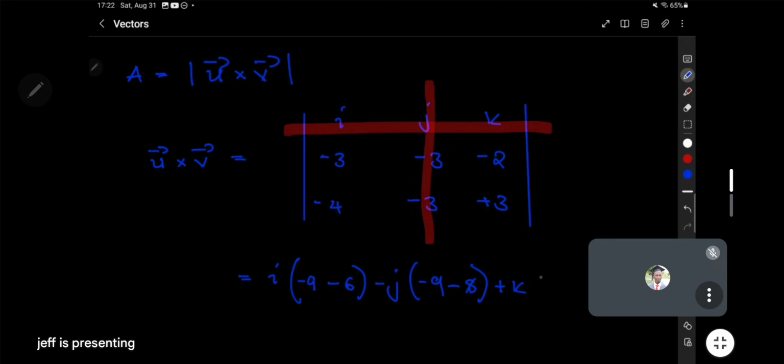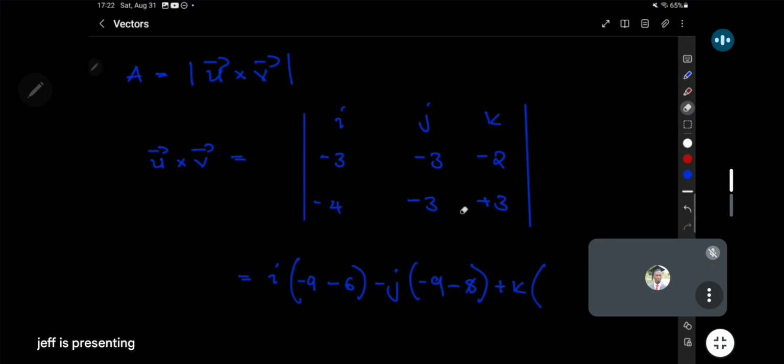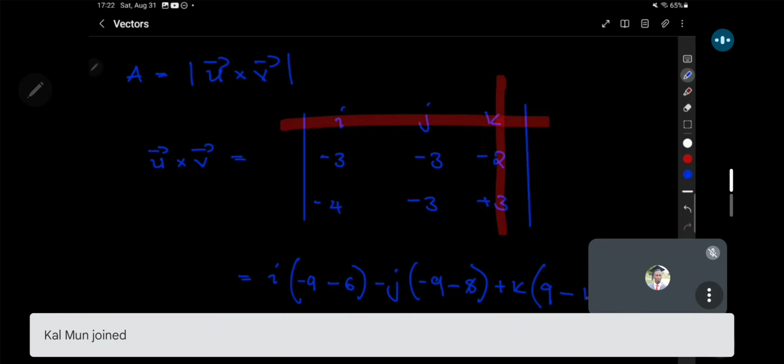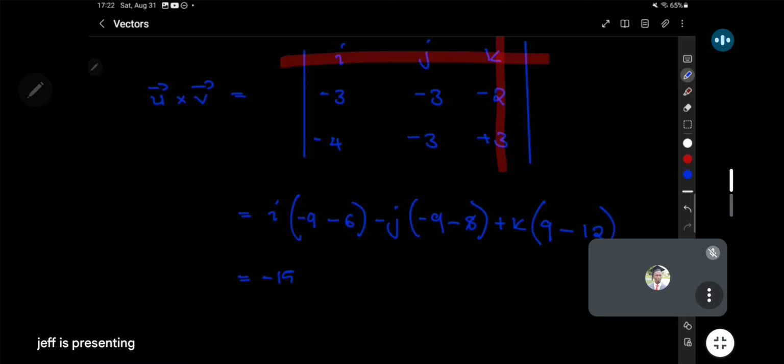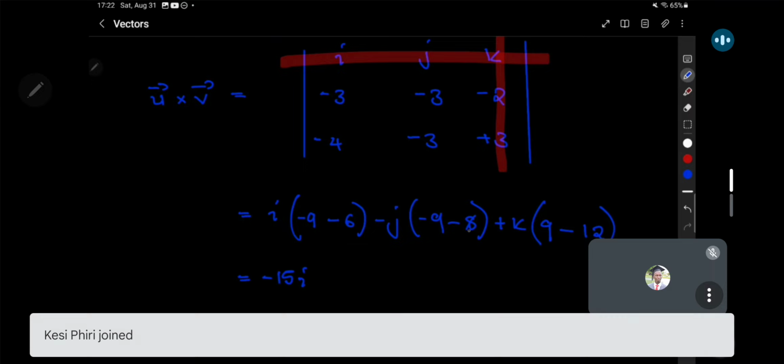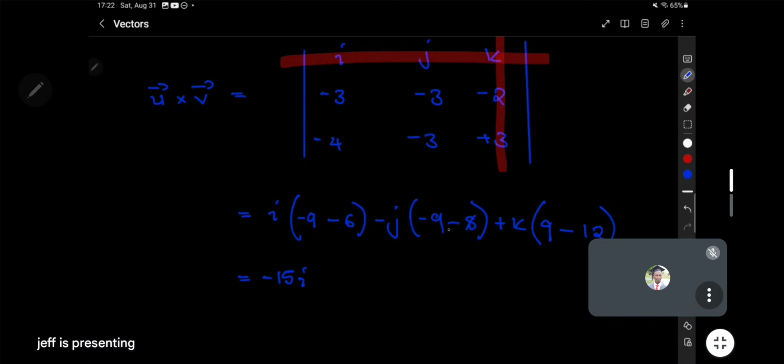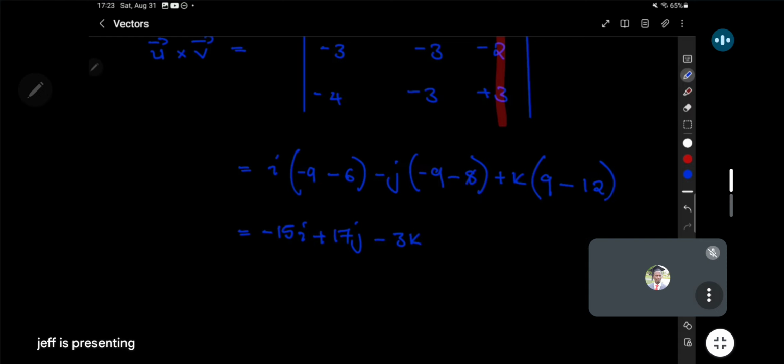Then plus K. Now we're holding this and this. So this is going to be minus 3, positive 9, minus 4, minus 3, positive 12. So from here, this is minus 15I. Then positive 17J. And then 9 minus 12, that is minus 3. So this will be minus 3K. So this becomes our U cross V.